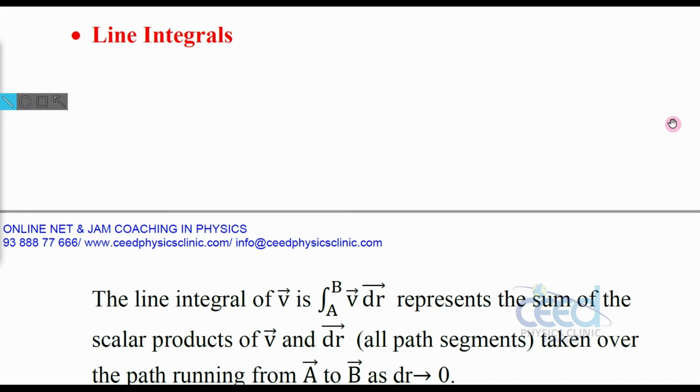Hello friends, good morning. Today we are going to discuss vector integration and two vector theorems based on it, that is Stokes theorem and divergence theorem. First of all, we can have three types of vector integrals: line integral, surface integral and volume integral.